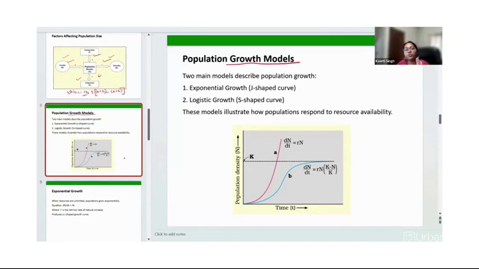So there are mainly two types of models that are being discussed here in the NCERT. One is your exponential growth, the J-shaped curve, and second is the logistic curve. See, this is the figure: how population is responding to the resource availability. First, we will study both the curves, and then we will come back to this picture again to discuss the graph.